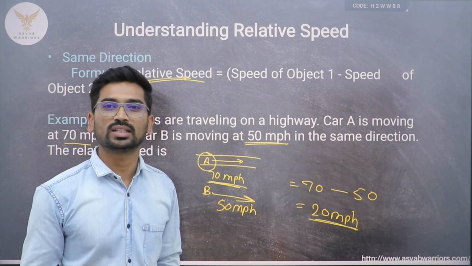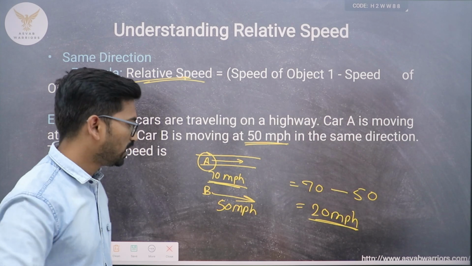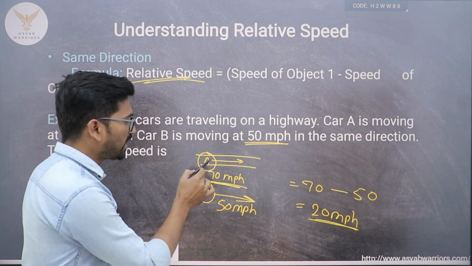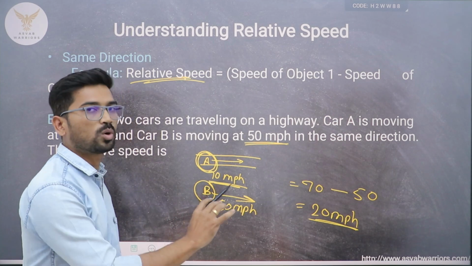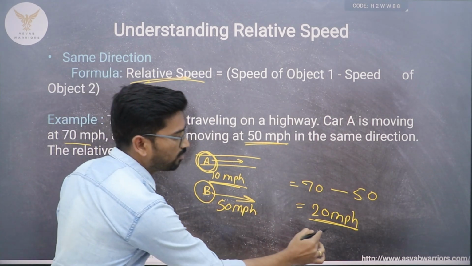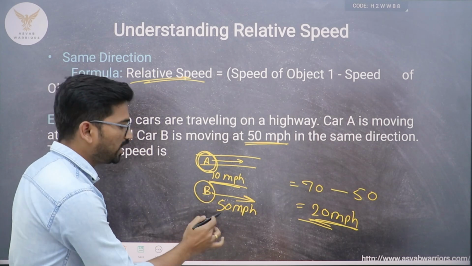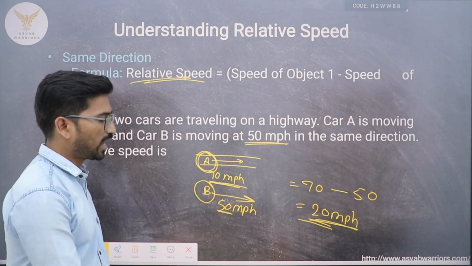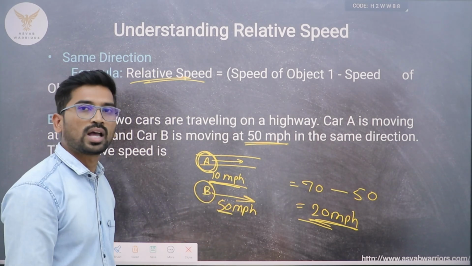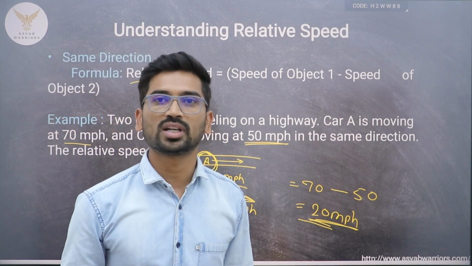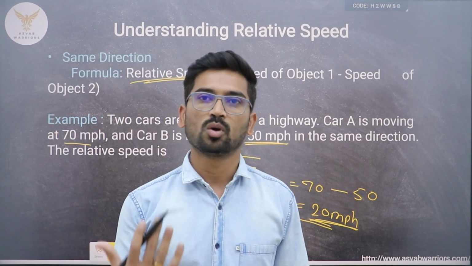Now how do you see relative speed in real life? Let's say you are sitting in vehicle B. Then you will see that vehicle A is approaching you at a speed of only 20 miles per hour, because you are already traveling at 50 miles per hour and the other vehicle is coming with a speed of 70 miles per hour. So this is how the concept of relative speed works.